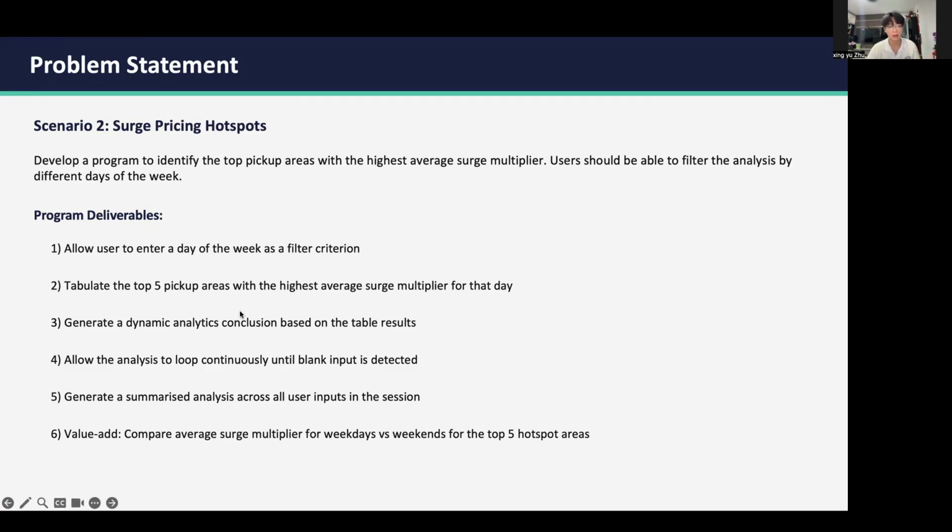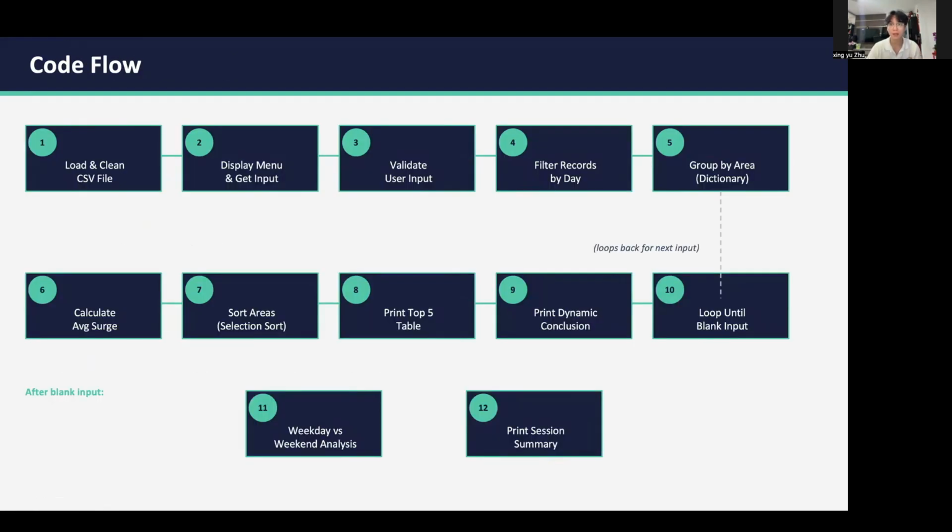And lastly, my value add, which is comparing the average search multiplier for 5 weekdays versus weekends for the top 5 hotspot areas. The program starts by loading and cleaning a CSV file. Then it displays a menu and gets user input, validates that input, handling case sensitivity and blank entries, and filters the records chosen by day.